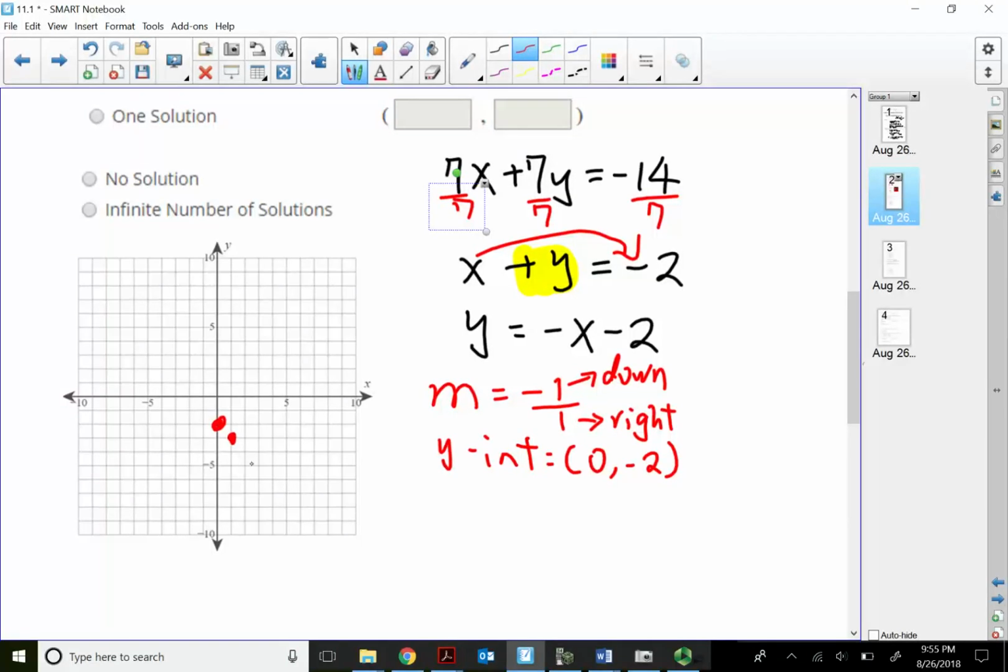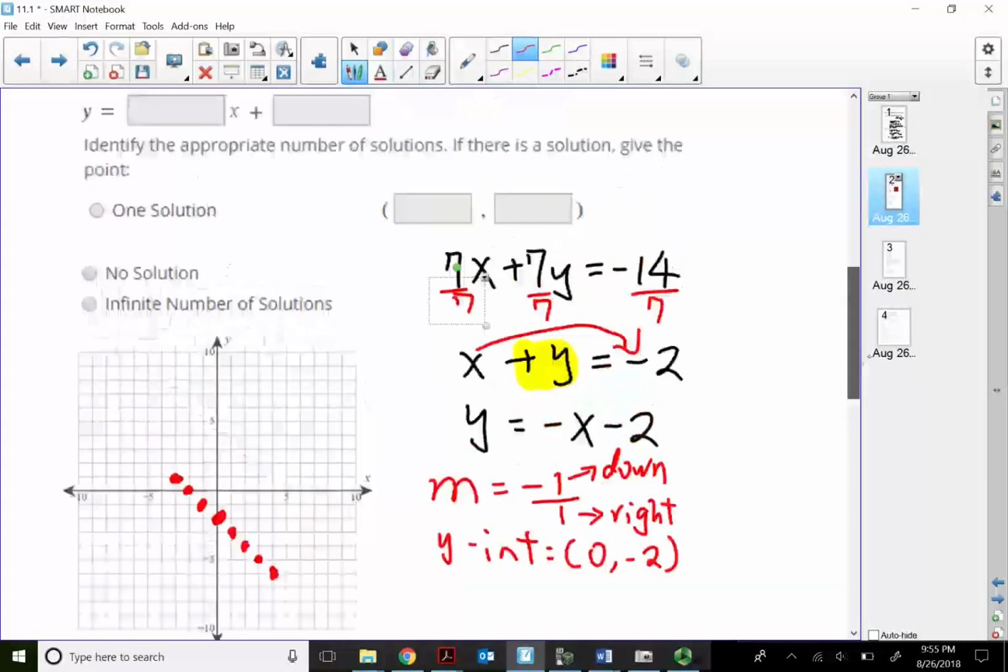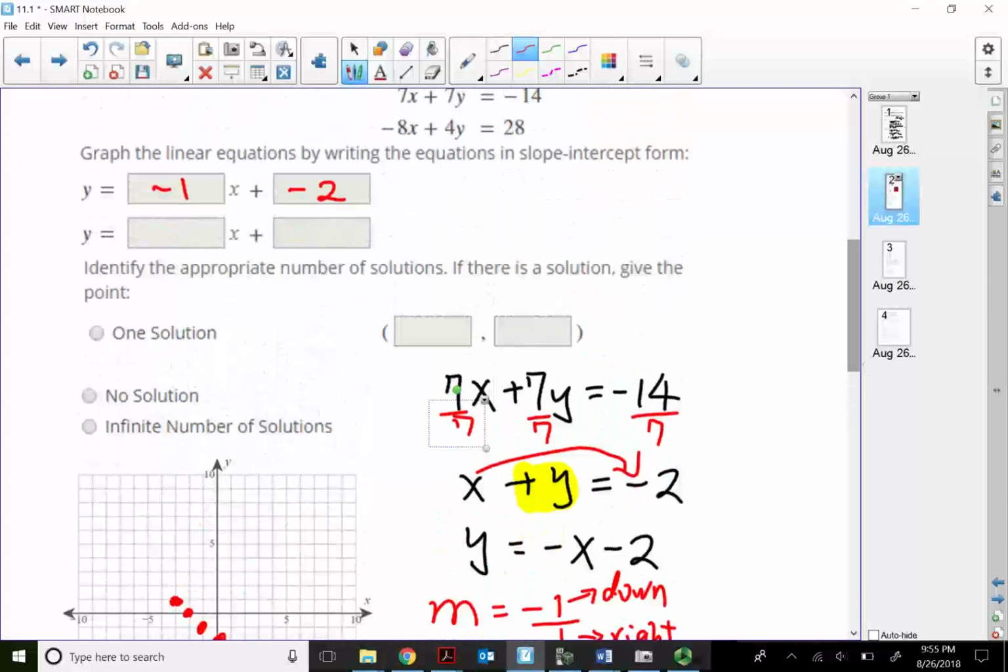Let me do a couple more: down 1 to the right 1, down 1 to the right 1. If I need to backtrack, that means going the opposite way of what my slope says, so I go up 1 to the left 1, up 1 to the left 1, up 1 to the left 1. I'm just going to come up with several points real quick, and then I'm going to work on the second equation.